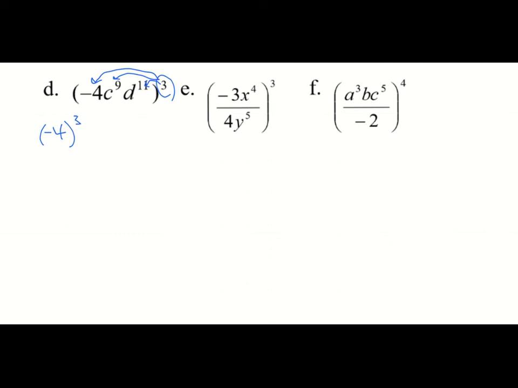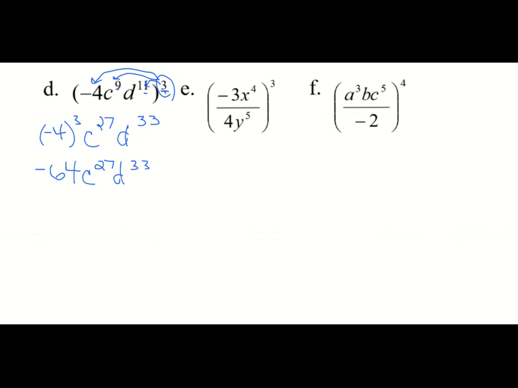Now, again, c, it's c to the 9th raised to the third power. So 9 times 3 is going to give me c to the 27th power. And then d to the 11th, 11 times 3 will give me d to the 33rd power. And again, we can leave it like this, or if they asked us to multiply out -4 to the third power, it would be -4 times -4 times -4, which is going to give me -64 c to the 27th d to the 33rd power. And that will be our final answer.